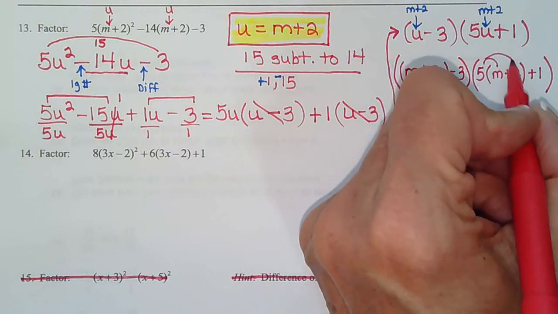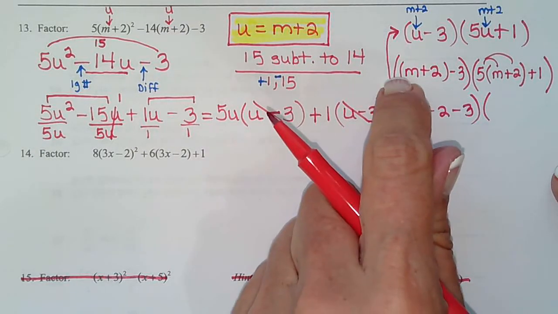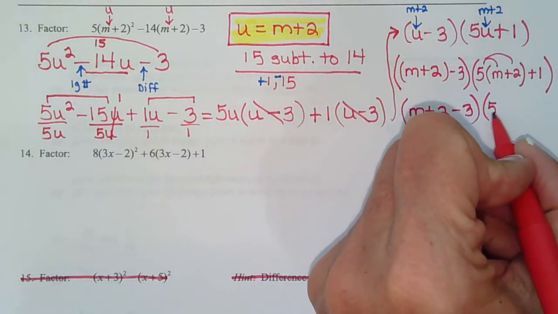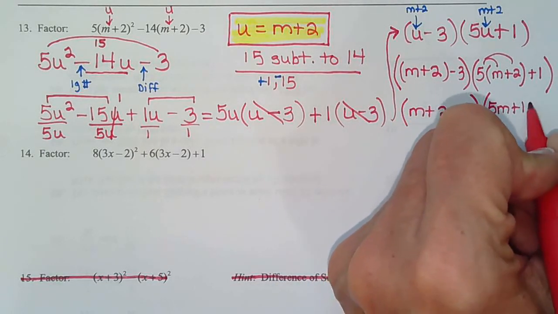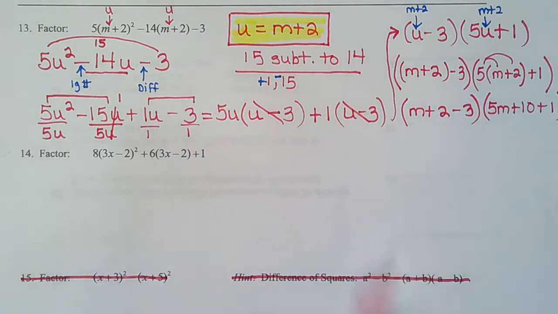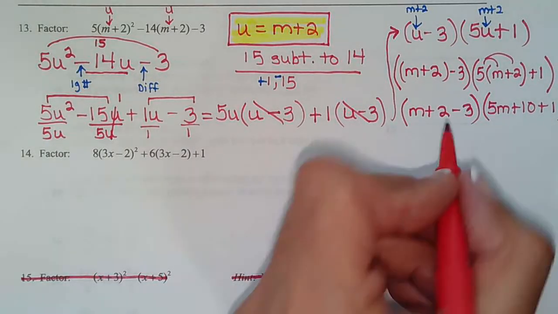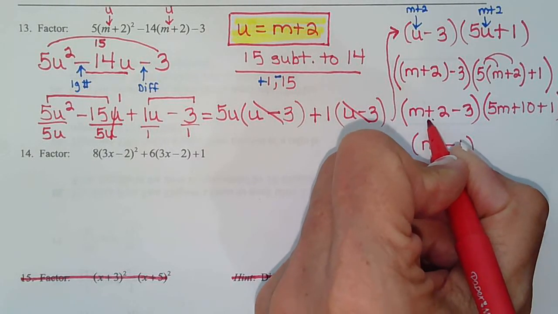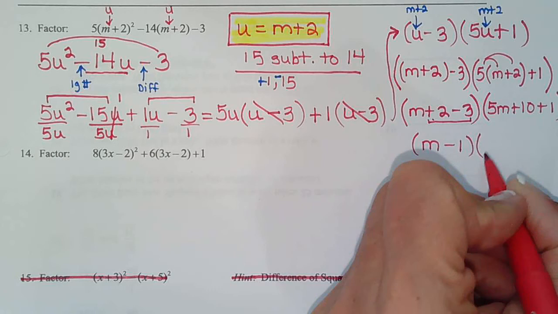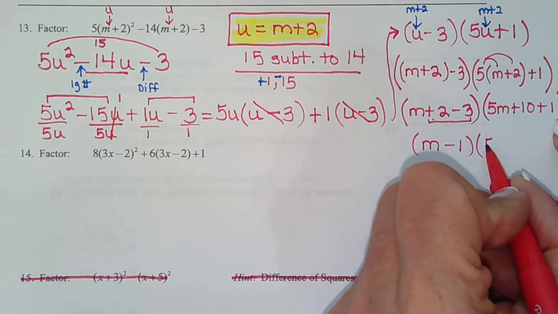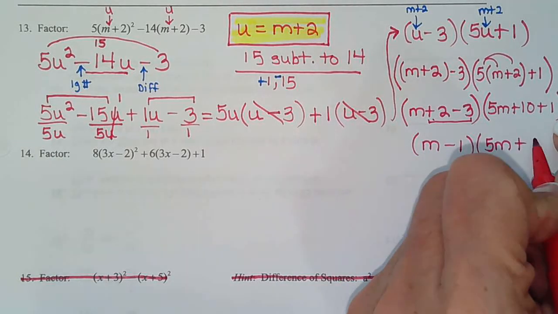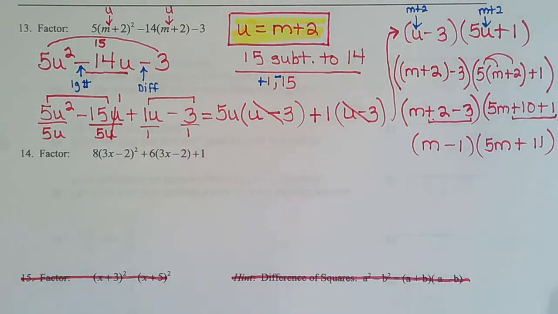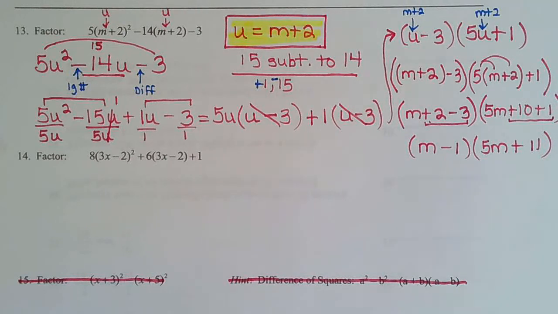And this one we do have to distribute because there's a number in front, unlike this one. So we get 5m plus 10 plus 1. So that leaves us with m minus 1 when we combine like terms here. And the second parenthesis is going to be 5m plus 11 when we combine like terms right here. And that will be our answer.